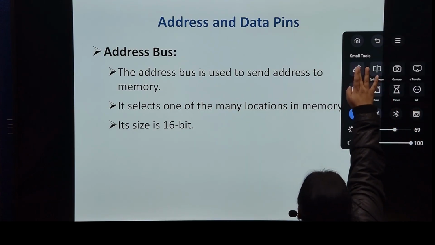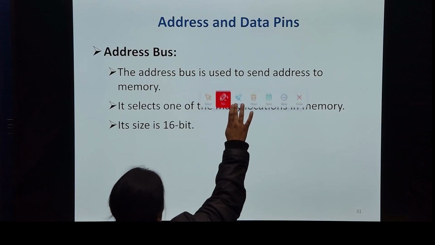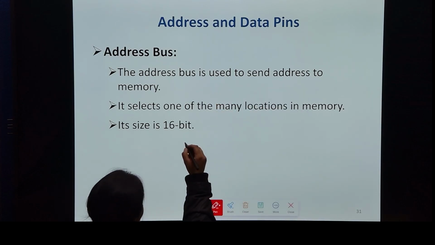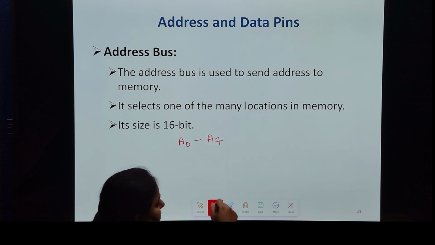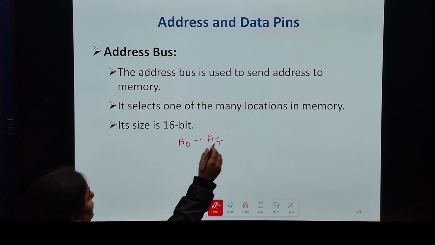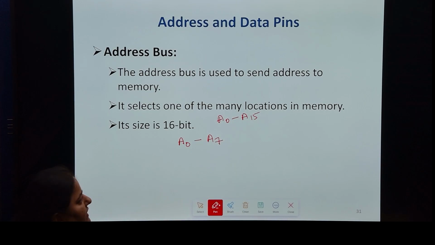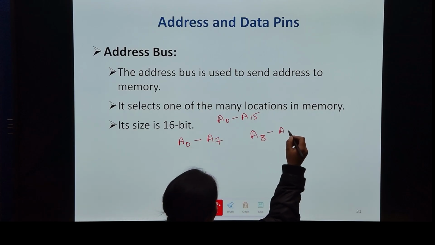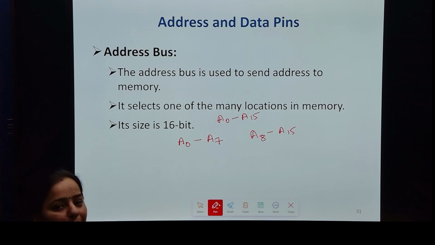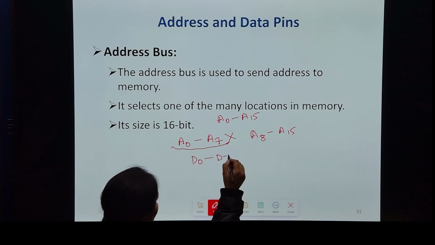So here, lower address lines means A0 to A7. In total we have address lines from A0 to A15. So lower address lines means A0 to A7 and higher address lines means A8 to A15. So what are we doing? We are multiplexing, combining the lower address lines with the data lines. Data lines means D0 to D7.